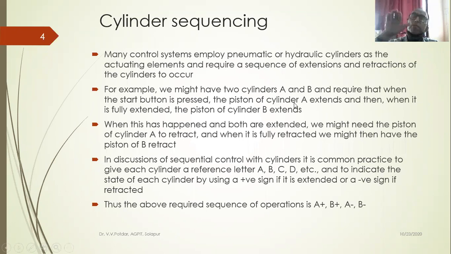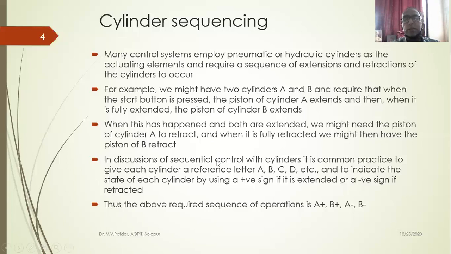Then when it is fully extended, it has done some work. The piston of cylinder B extends. After cylinder A has reached the extreme position, cylinder B will start extending. When this has happened, both are extended. You might need the piston of cylinder A to retract. So thereafter, after doing that work, one after the other in a sequence, the retraction should also happen.